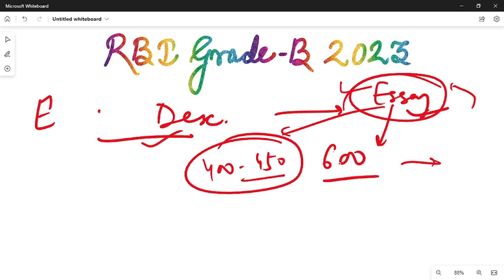So try to gather as much fodder material as you can for an essay, so that you will be able to extend the essay according to the word limit prescribed in the actual examination. That is my recommendation to you.